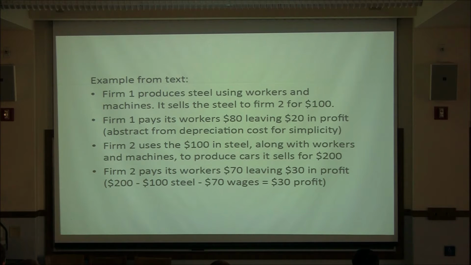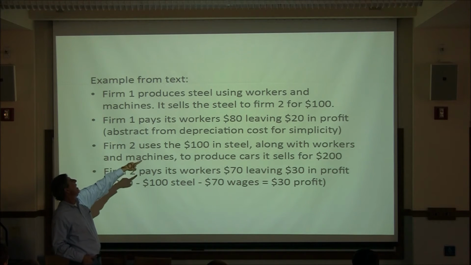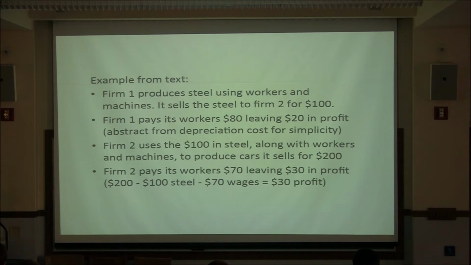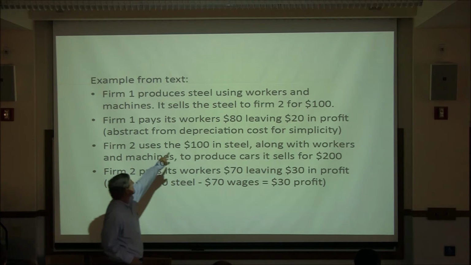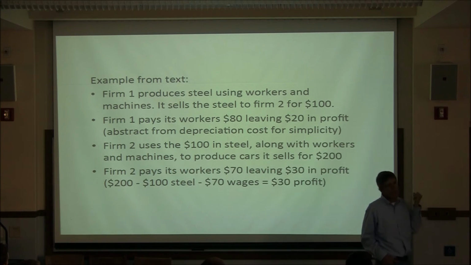This example in the book has both workers and machines. We're going to assume no depreciation, so the only cost is the workers. The machines, we're just going to assume this cost is pretty simple. So this firm 1 goes out, makes steel, sells it to firm 2 for $100. And firm 2 is going to turn that steel into cars.